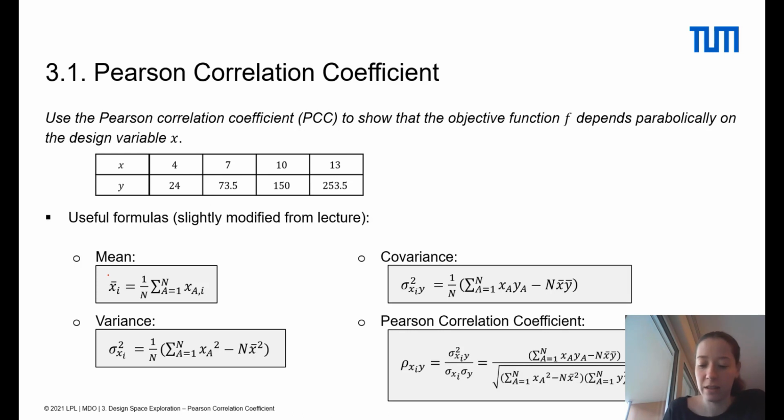For the first task, we have to use the Pearson correlation coefficient to show that the objective function f depends parabolically on the design variable x. So we got some values given here for our design variable x and also for the objective function. The y values are the objective function values for the objective function f. We got the formulas given here for mean, variance, covariance, and finally the Pearson correlation coefficient.